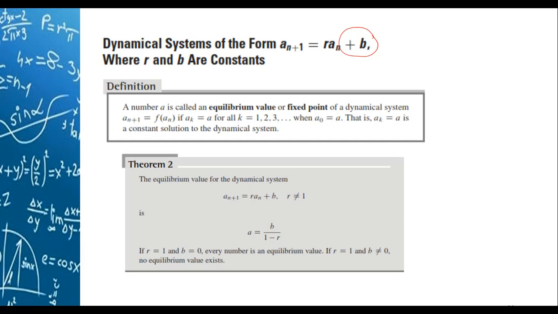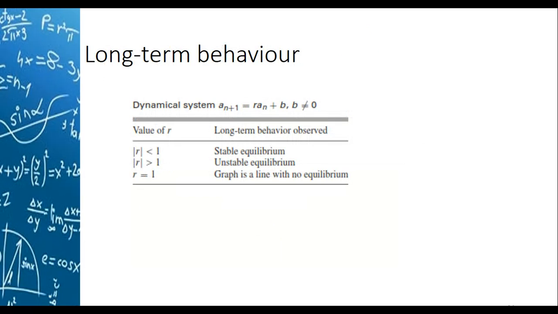I hope you can try the derivation for Theorem 2. Straightforward. What about the long-term behavior? You can see over here, you put an extra b, and the value for your r and the long-term behavior is completely different from your previous slides. You can double check your earlier slides. You can see it's different.